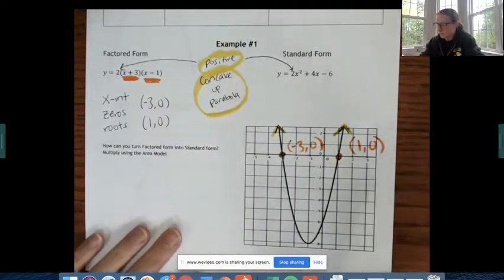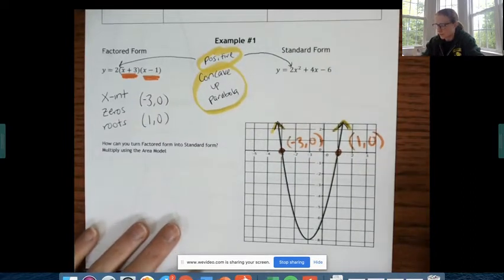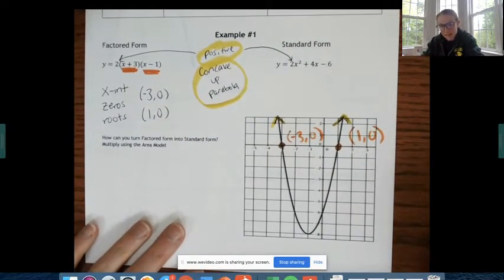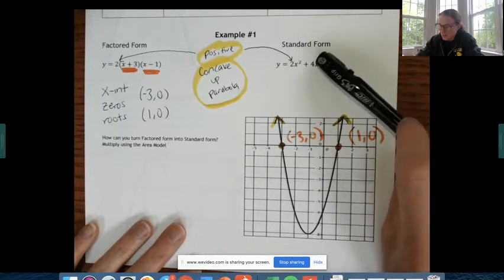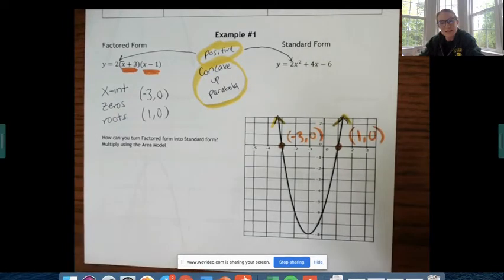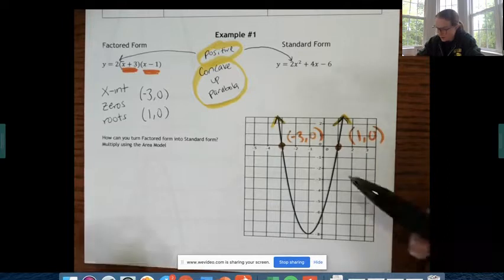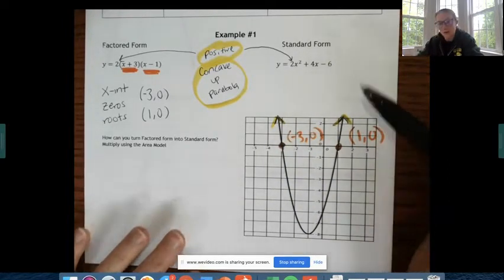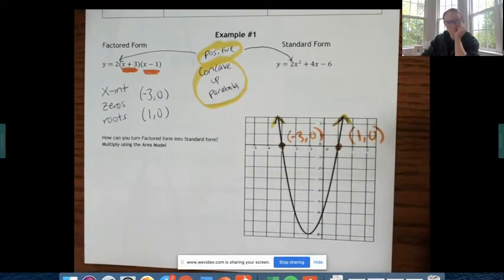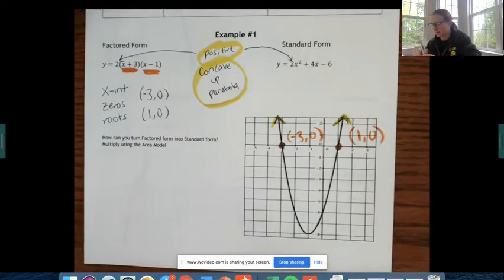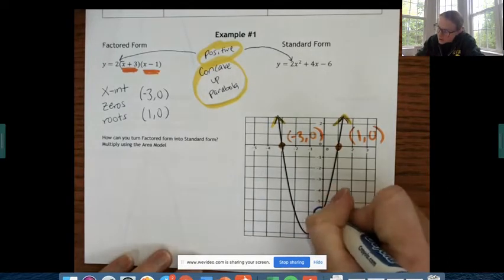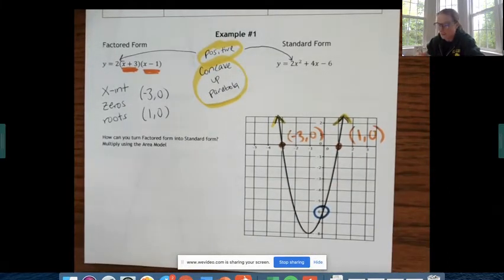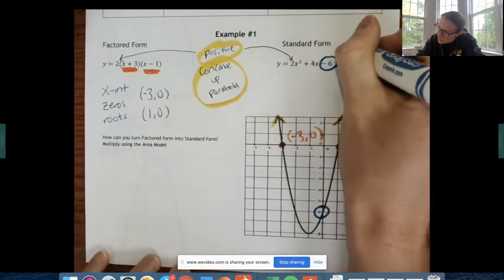Now let's look. We've got another number that I want you guys to notice here. And that is this number over here, this -6. This is going to tell us another key feature on our graph. So if you look at our parabola, do you see where -6 is an important number? Take a look. All right, I think we found it. This -6 is our y-intercept.